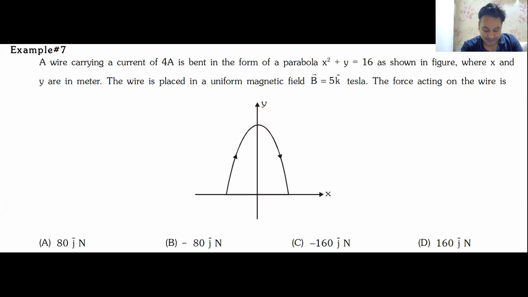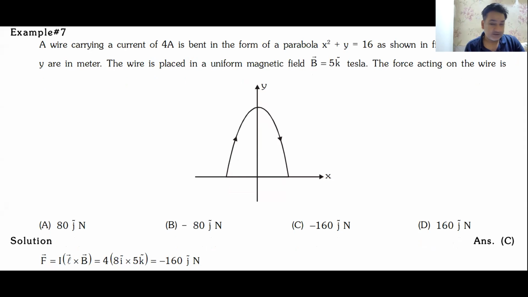So again, this is a simple straightforward question. Wherever you have any loop placed in a uniform magnetic field, the force should be 0. This is not a complete loop. So what I'm going to do is I'm going to complete it with a straight line like this. Now the force on this loop is 0. So whatever force is acting on this wire, the opposite force is acting on the parabolic wire. You have to just find out its length. You put the value of y, you will get the value of x as plus or minus 4. Yes or no? So the length of this wire is 8.